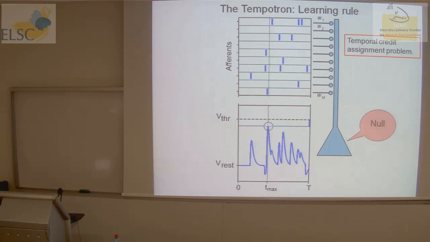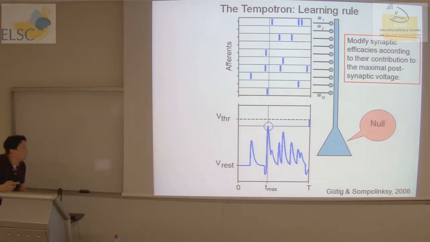How much should we correct them or blame them for the neuron making a mistake here? The solution that we proposed for this problem is to modify each synapse according to its contribution to the maximum postsynaptic voltage. The maximum postsynaptic voltage here is where we say this is where the error happened, this is where the neuron was closest to making the correct decision, and we penalize each synapse according to its contribution to this voltage.